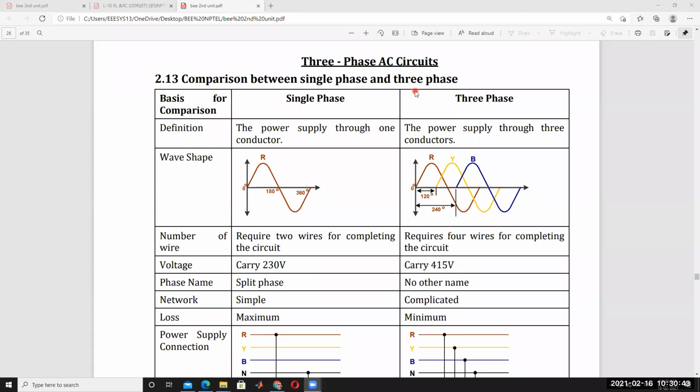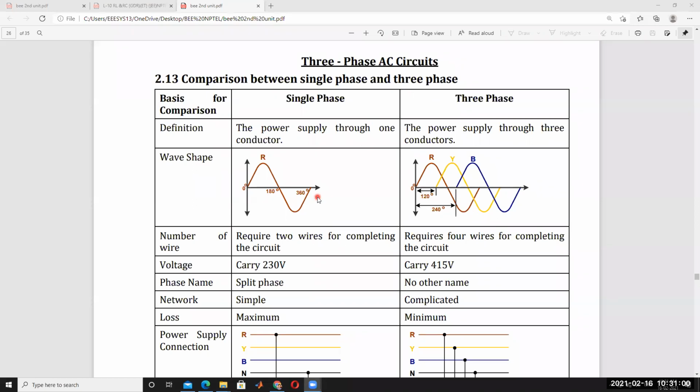In a single phase, there is only one wire, that is called phase, and neutral. One wire is the phase wire and the other wire is neutral. Only two wires are available in single phase. But in three phase, minimum three, maximum four.